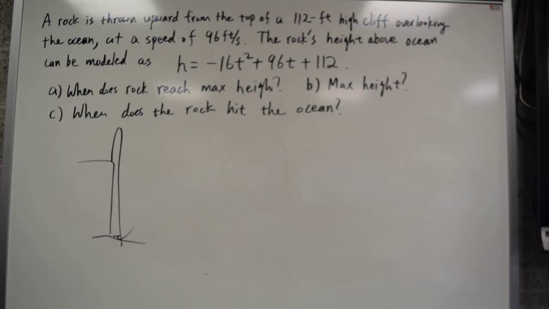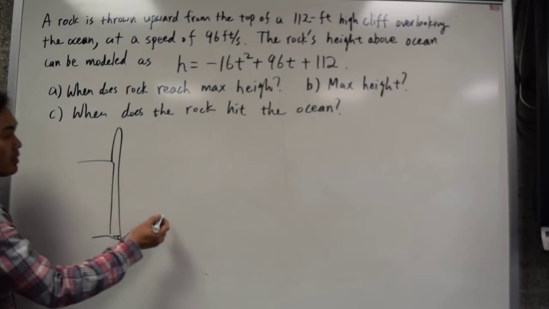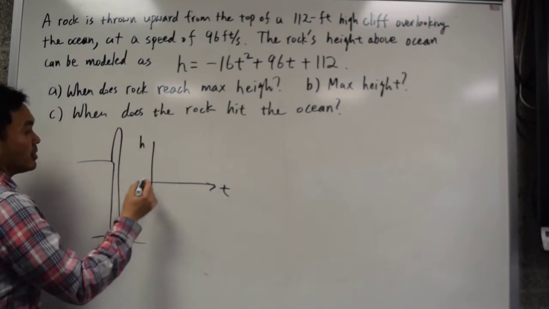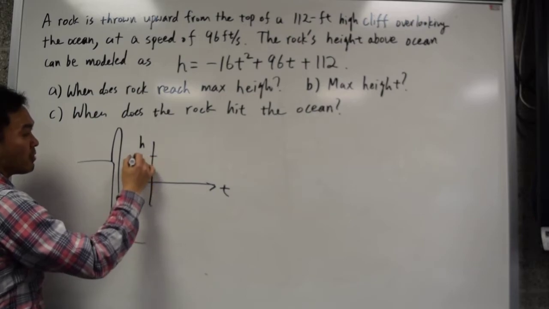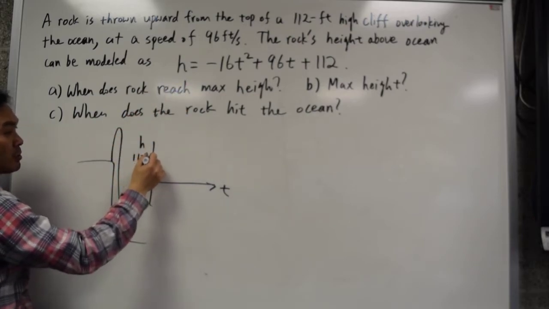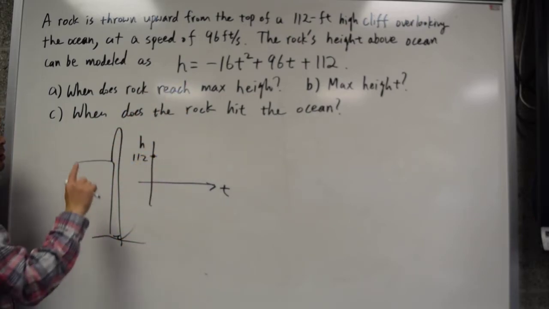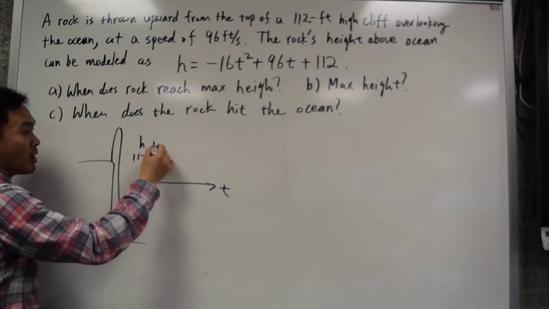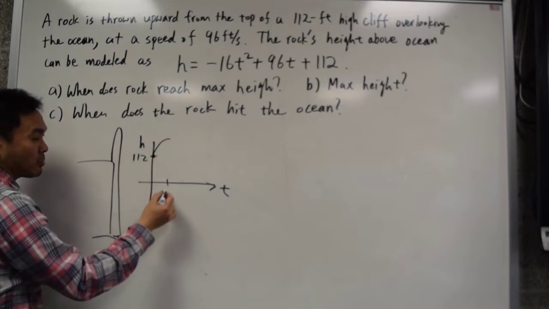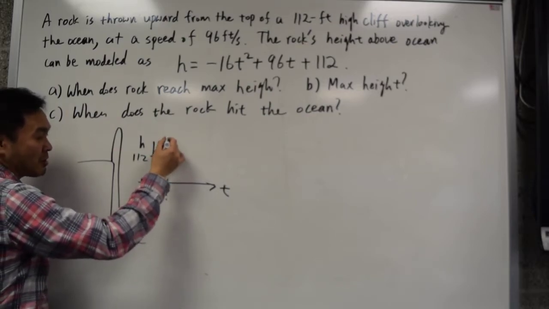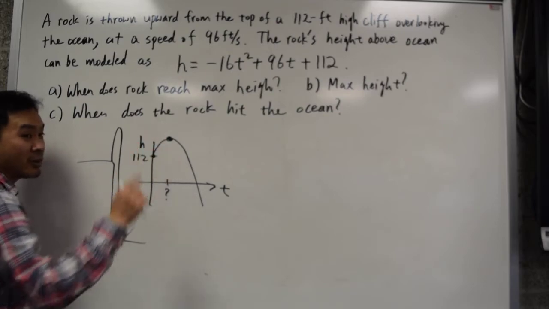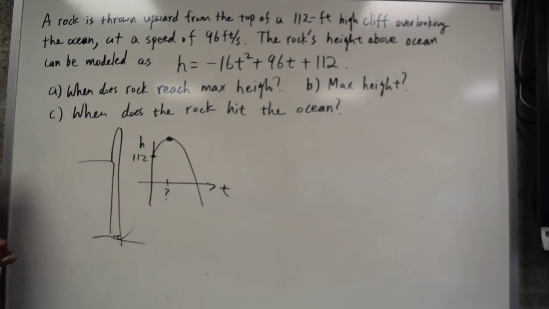When does the rock reach maximum height? Well, if you draw the graph of time versus height, it starts at 112, because if you plug in t equals 0, that's where it starts. Then, because you threw it up, it goes up and up, and at some time it reaches the maximum and then starts to fall down. That's the graph. So we are looking for this point, which is the vertex of the parabola.